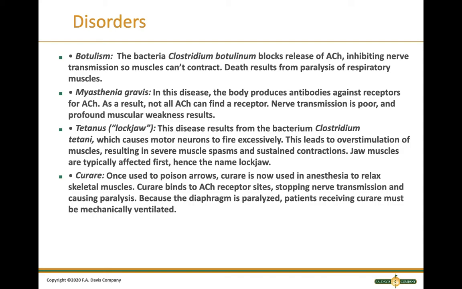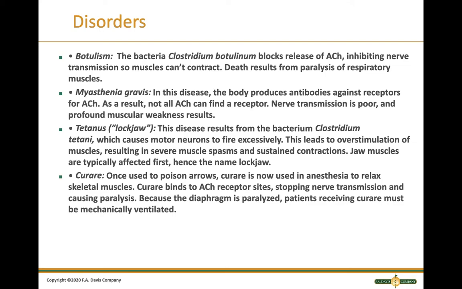Myasthenia gravis is the next one. This is an autoimmune disease where the body produces antibodies against receptors for ACH, and if those antibodies bind to the receptors, then ACH can't bind to them, so we can't get the signal from the nerve to the muscle, and that causes muscular weakness.